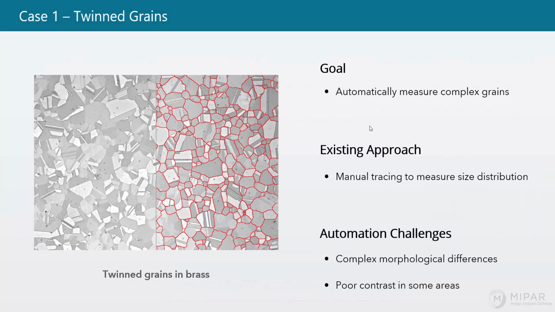So let's get started with the twinned grain case. This really can just be a stand-in if you want it to be for any challenging grain detection problem. There are dozens, if not more, but this does represent one of the most challenging grain recognition cases we've encountered, where it's almost easier to find the twins than it is the grain boundaries.